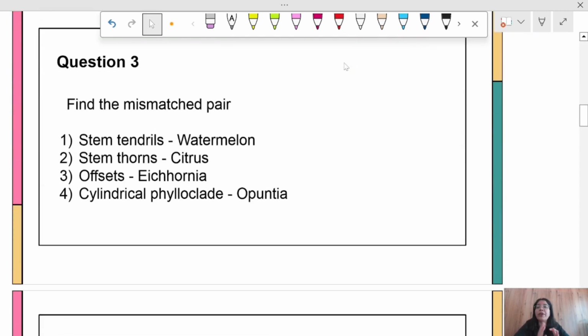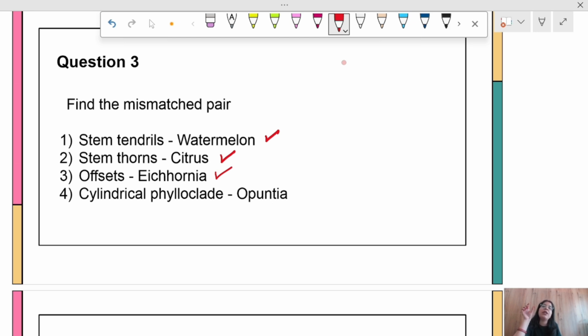Find the mismatched pair. Okay, which pair is mismatched here? Will you see stem tendrils in watermelon? Yes. Will you see stem thorns in citrus? Yes. Citrus and bougainvillea, there you have thorns. Okay. Do you have offsets in Eichhornia? Yes. Eichhornia and Pistia are the two examples for offsets, right?